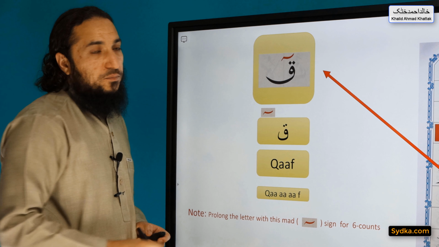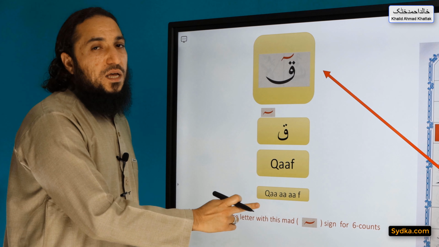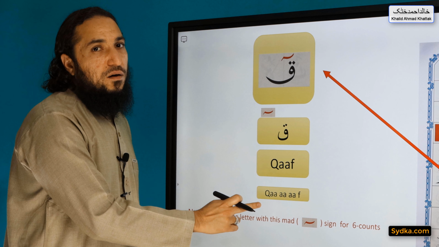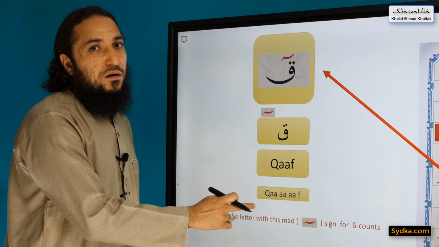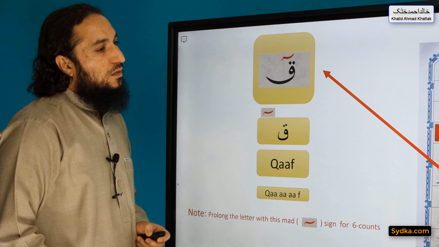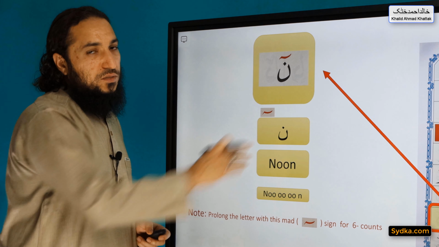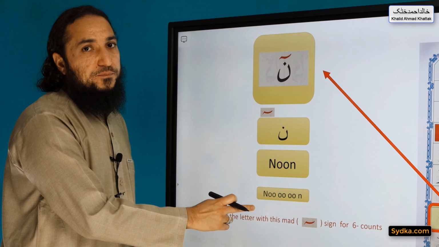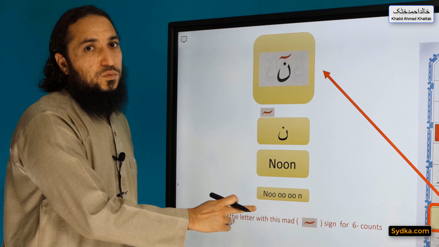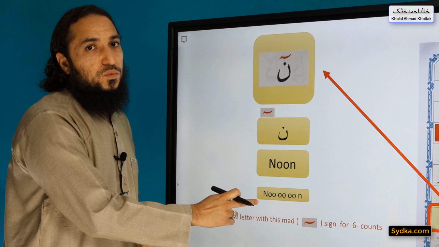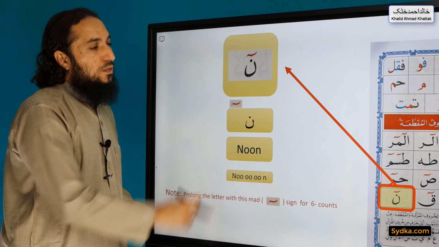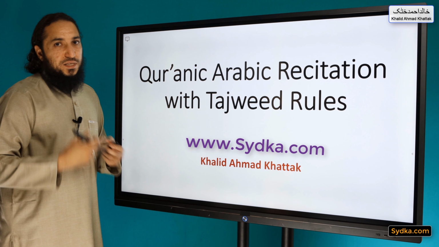Qaf has got mad, so it has 6 counts. Qaf. Again. Qaf. Noon has got mad, so it's going to be 6 counts again. Noon. Noon. So this is the end of this session.